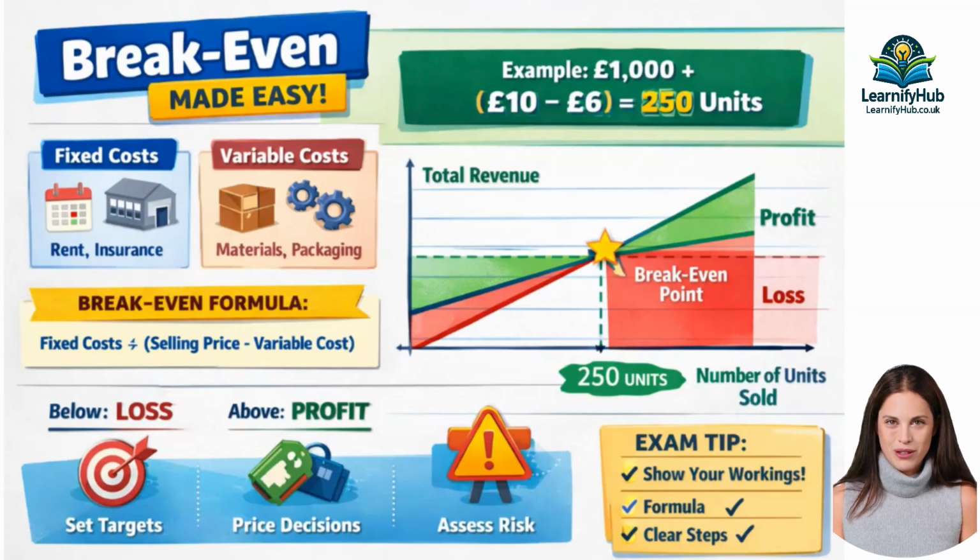For example, if fixed costs are £1,000, the selling price is £10 and variable cost is £6. The contribution per unit is £4, meaning the business must sell 250 units to break even. Selling more than this leads to profit, while selling fewer results in a loss. Businesses use break-even to set sales targets, decide prices, and assess risk before launching a product.